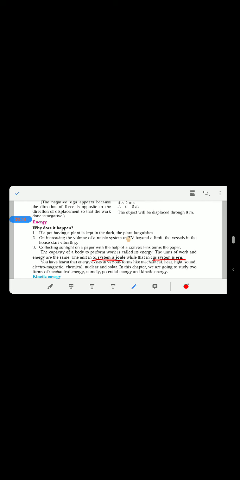Which kinds of energy exist? Mechanical, heat, light, sound, electromagnetic, chemical, nuclear, solar. And in this chapter we are going to learn about potential energy and kinetic energy.